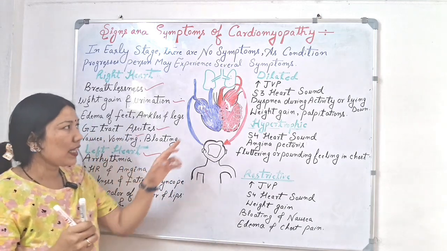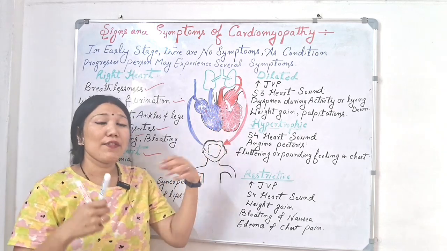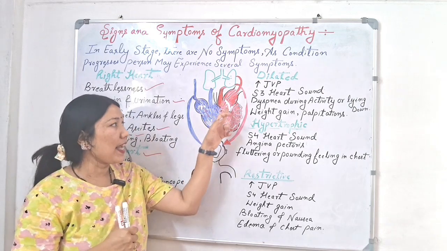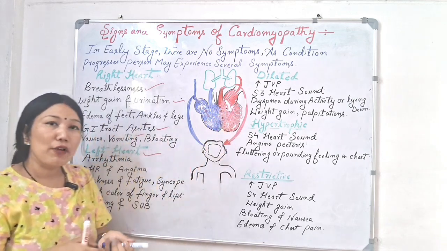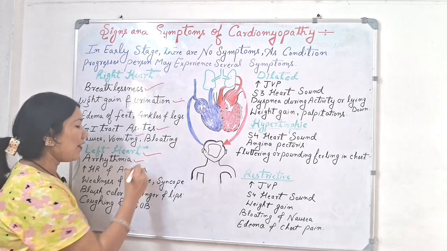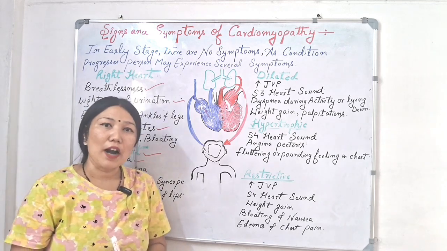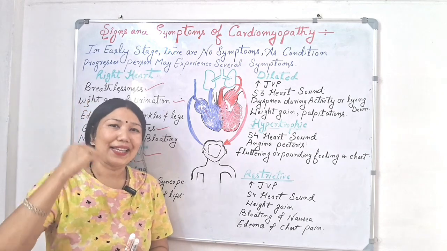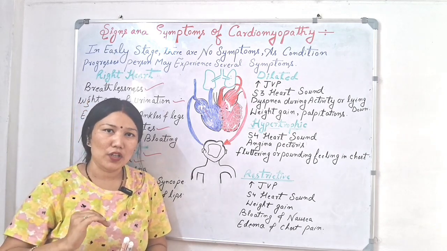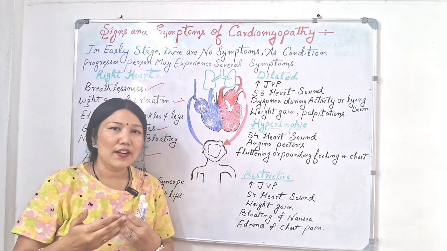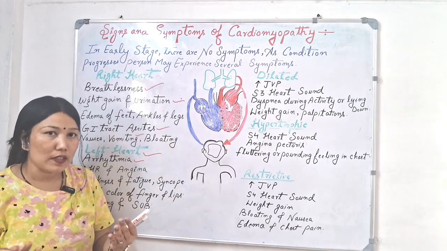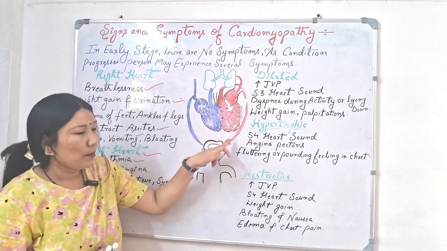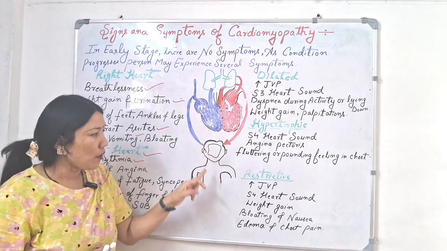So what happens if some disease condition occurs in the left-sided muscles of our heart? The first sign is arrhythmia. Arrhythmia means there is an irregular heartbeat. The heart beats in a very fast way. There can be tachycardia or there can be bradycardia, too fast a heart rate or too slow a heart rate, because less blood is being supplied to our whole body.